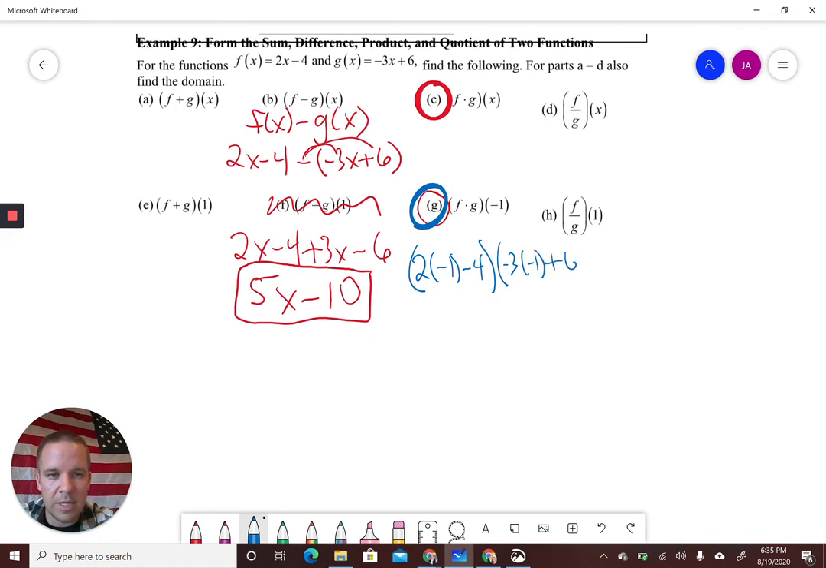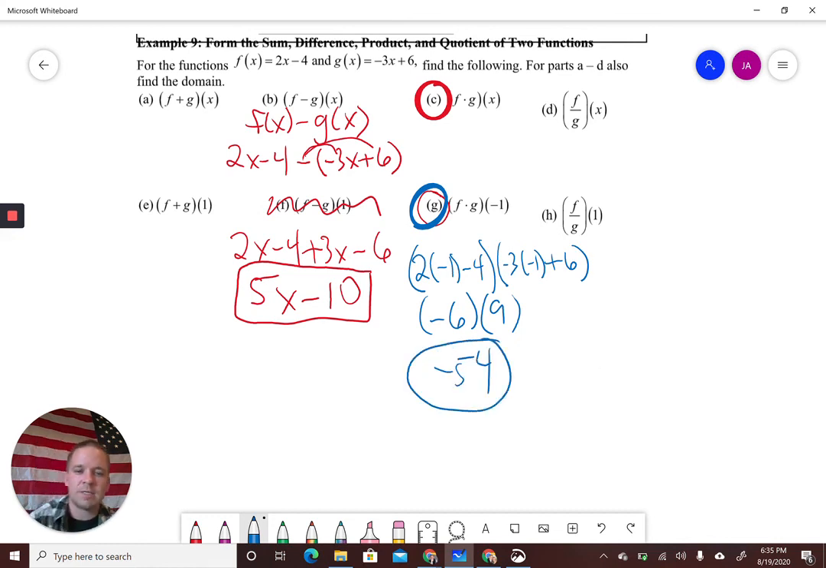Now, it looks a little bit messy, but I'm going to clean this up real quick. This is -2 minus 4, which is -6. And then this is going to be +3 plus 6, which is 9. And I'm going to have -54 as my answer. Awesome.